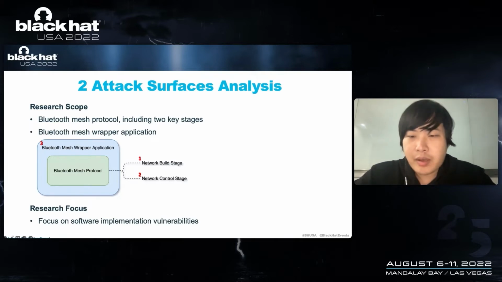And further, we divide the protocol into two key stages. The first is the network build stage, and the second is the network control stage. On the other hand, in this research, we focus on software implementation vulnerabilities of Bluetooth Mesh, such as memory corruption.